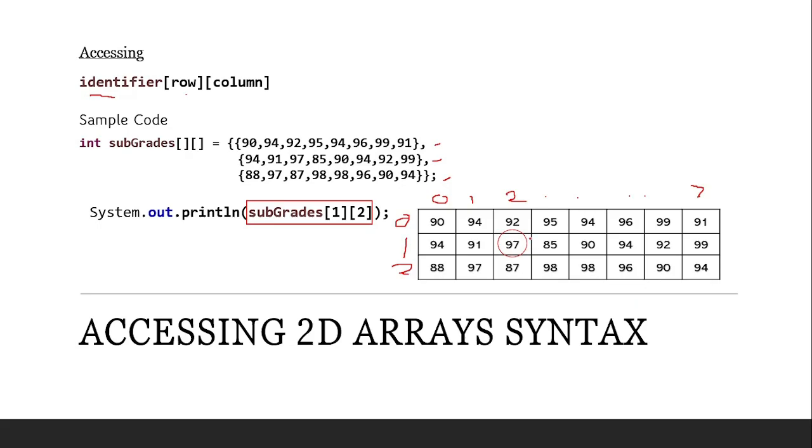So remember, here in initialization and accessing of elements, we are using the index, guys. The index, not the length. That's why kailangan nating bilangin muna starting from 0, not starting from 1. Okay. So that is how we access 2D array elements.